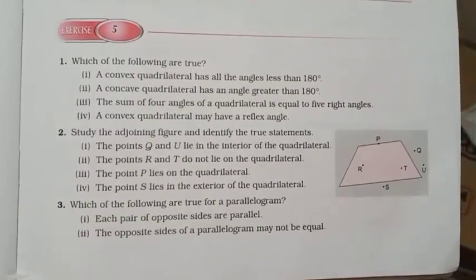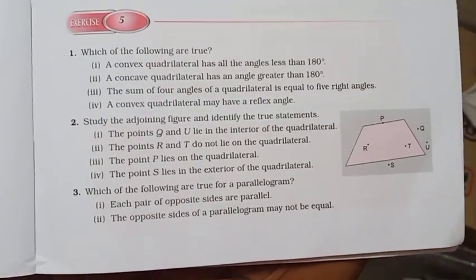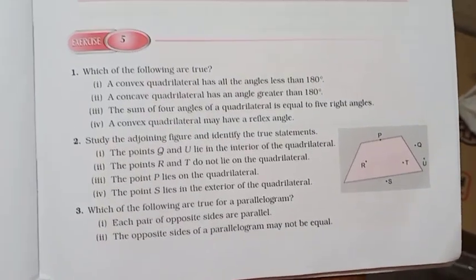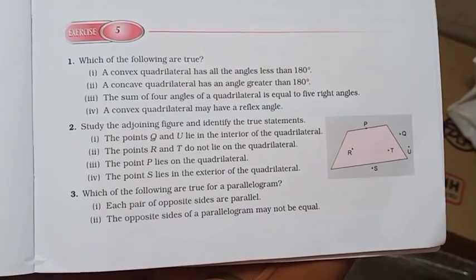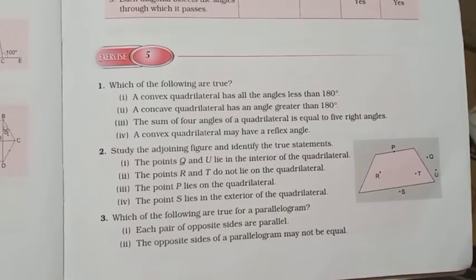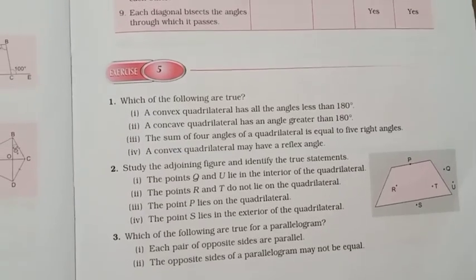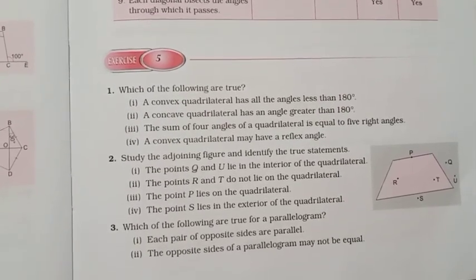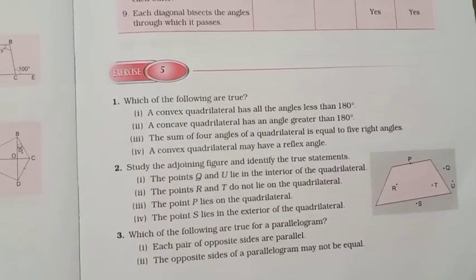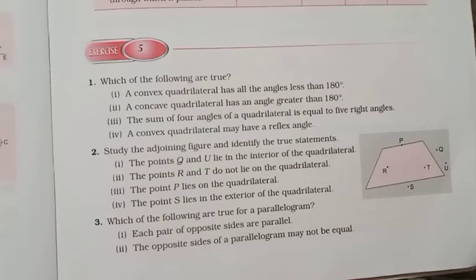Now in exercise 5, number 1, which of the following are true? A convex quadrilateral has all the angles less than 180. True. A concave quadrilateral has an angle greater than 180. True. The sum of 4 angles of the quadrilateral is equal to 5 right angles. False. A convex quadrilateral may have a reflex angle. False. A concave quadrilateral has a reflex angle. So 1 and 2 are right, 3 and 4 are false.